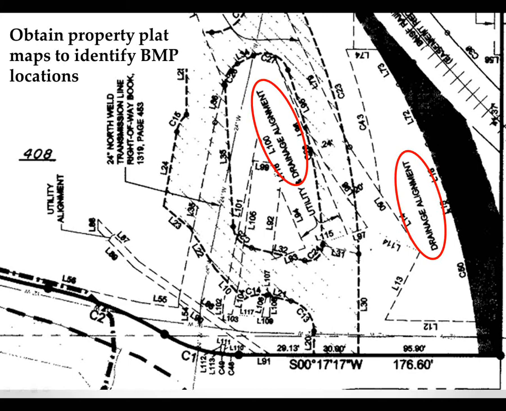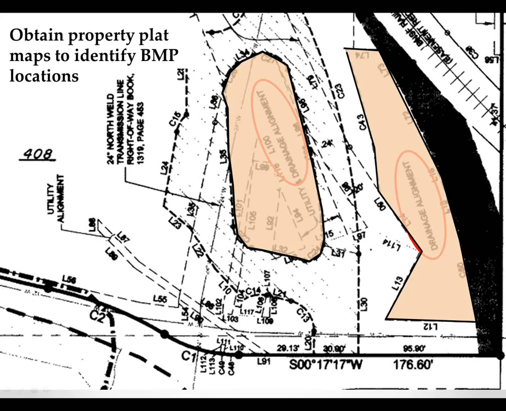On the plat maps, look for areas identified as drainage alignment or drainage easement. The area outlined will be the approximate location of the BMPs. Remember, there may be multiple BMPs located on your property, so make sure to review the entire plat map carefully.